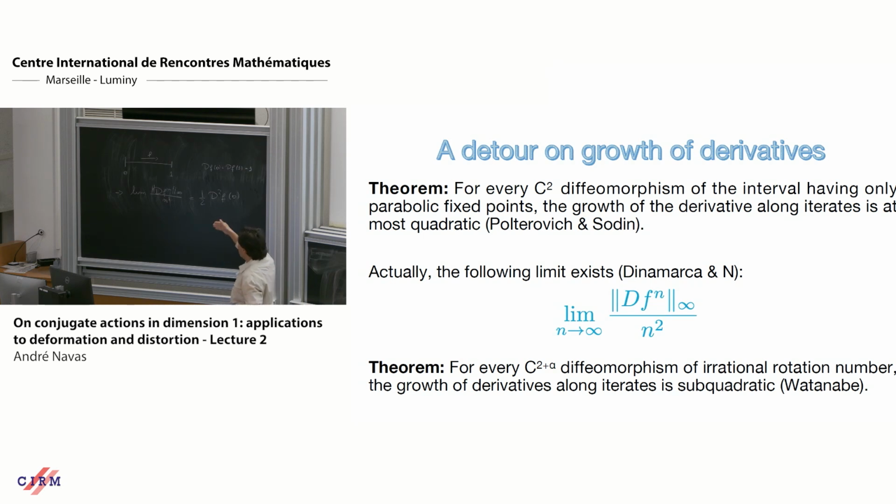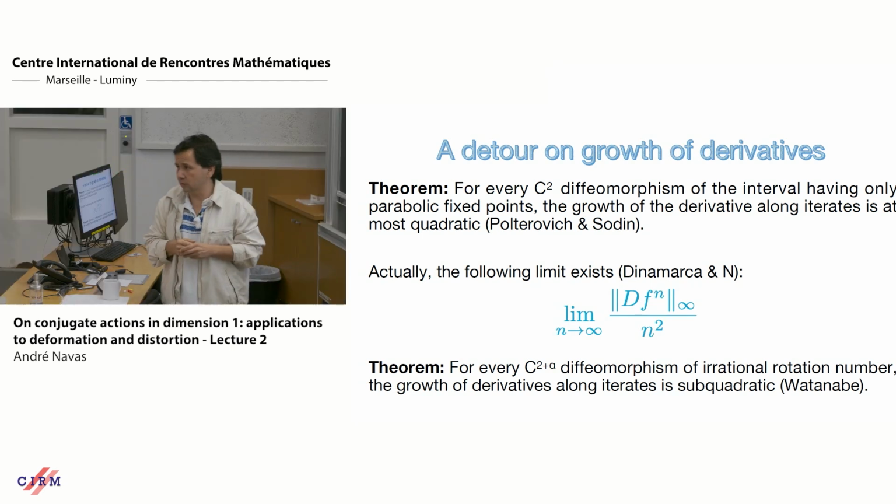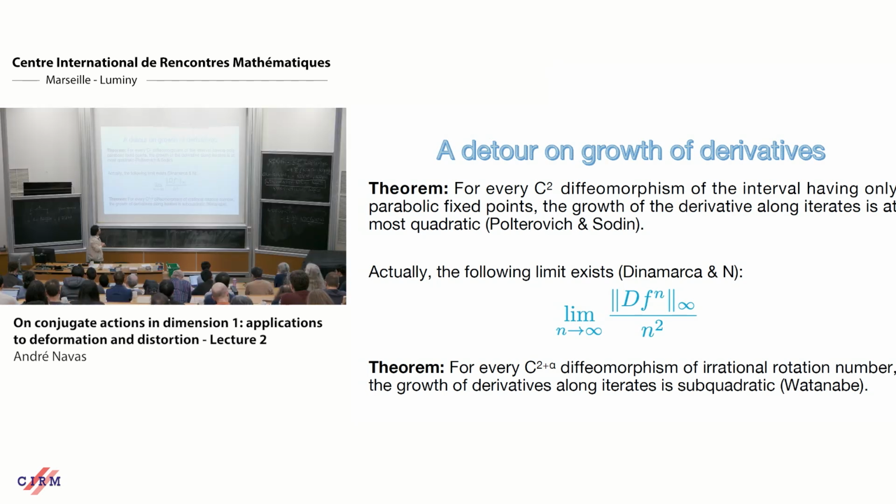And in case there are many fixed points in the interior, you have to compute this value for each of the intervals and take the supremum of these values along all the fixed intervals. And this supremum is going to be a maximum actually, and this is the limit in this case. And there is something similar for the case of the circle. This was proved by Watanabe also, right after the paper of Polterovich and Sodin.